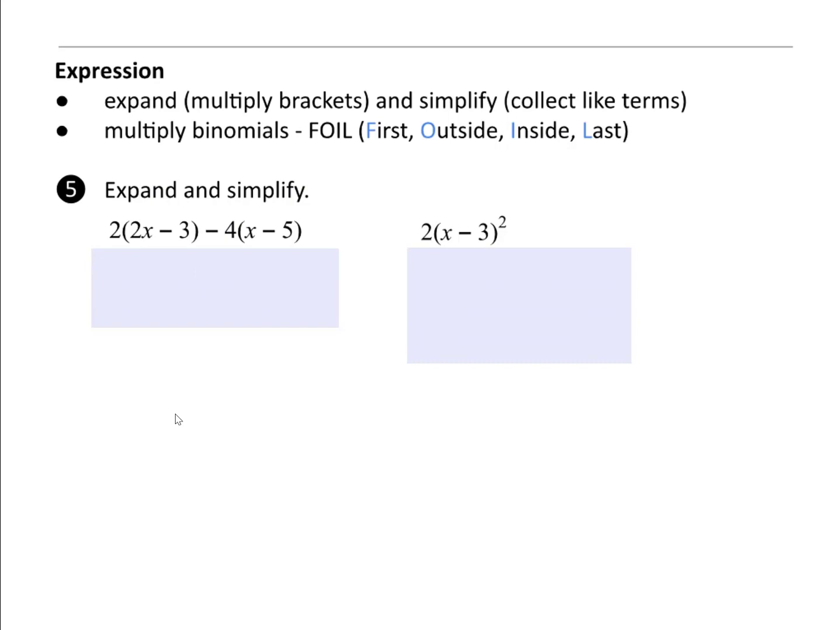Expressions. This is something that we have been dealing with in quadratic relations, and you guys have been wonderful in dealing with this. We've been doing a little bit of FOIL and working backwards. So what we actually need to do is expand, which means multiply the brackets, and simplify, collecting like terms. Then multiply by binomials. To do that, that's when we use FOIL. And FOIL stands for first, outside, inside, and last.